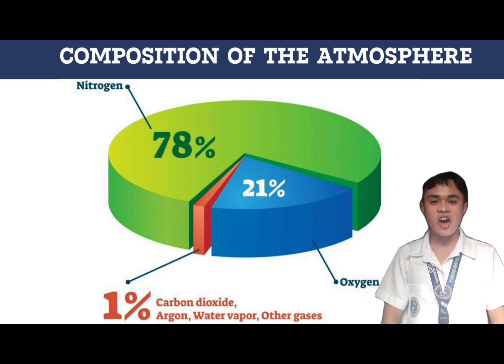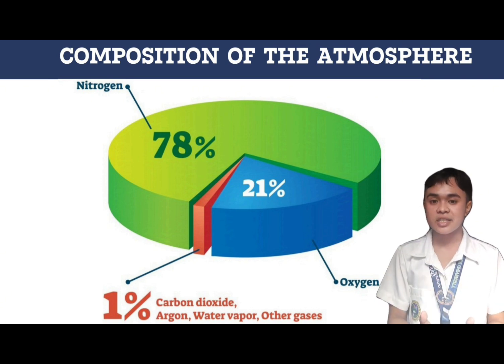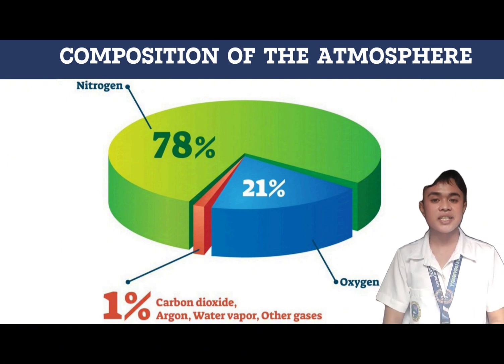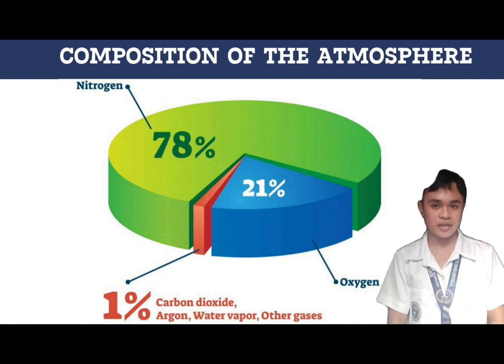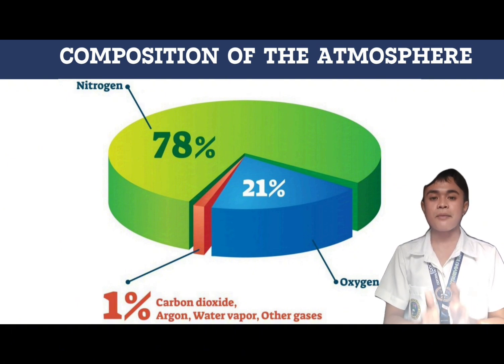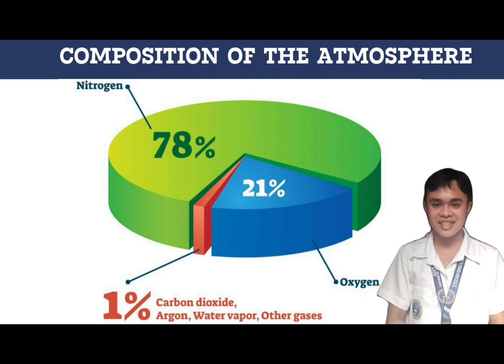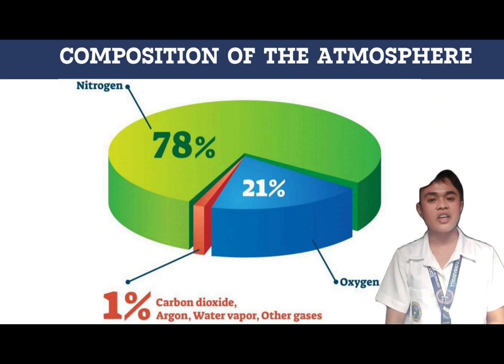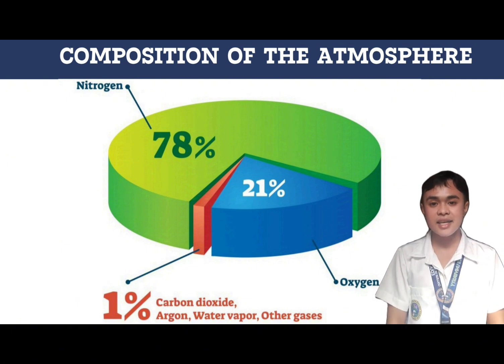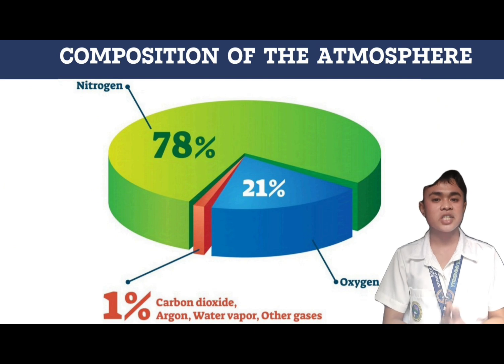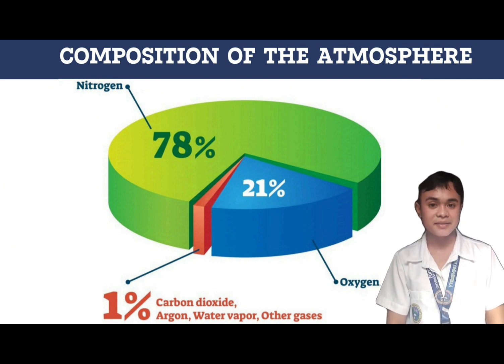Next is the composition of the atmosphere. The Earth's atmosphere is made up of nitrogen, oxygen, argon, and trace amounts of other gases. The most abundant gas in the atmosphere is nitrogen, making up about 78% of it. The second most abundant gas is oxygen, making up about 21% of the atmosphere. And the third most abundant gas is argon, making up about 0.9% of the atmosphere.